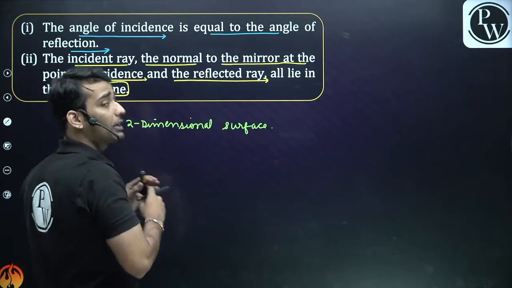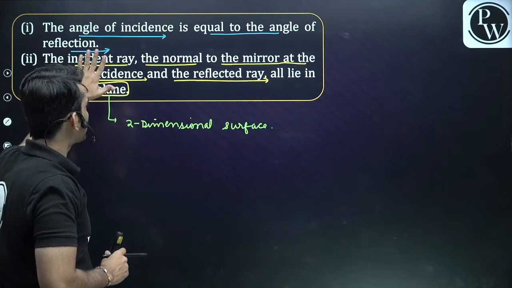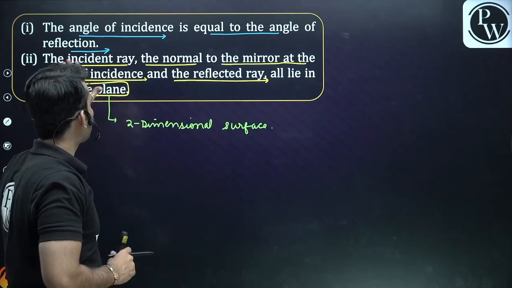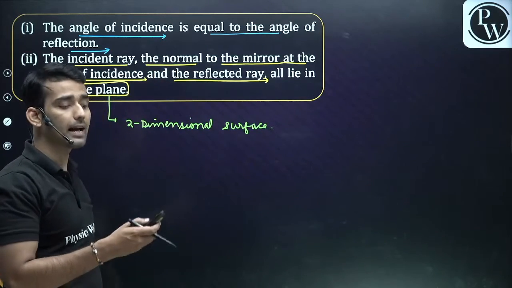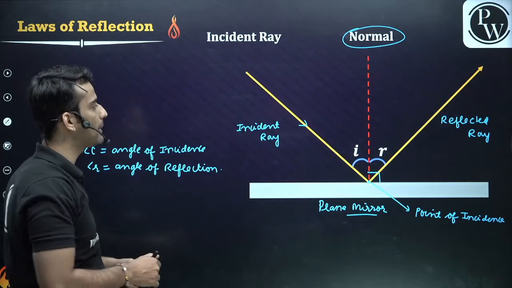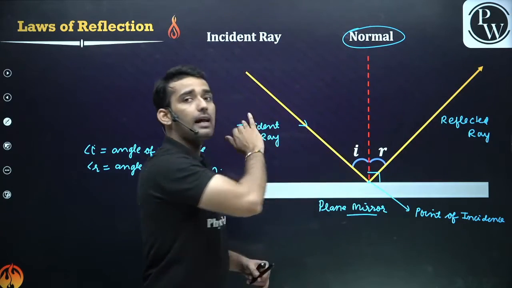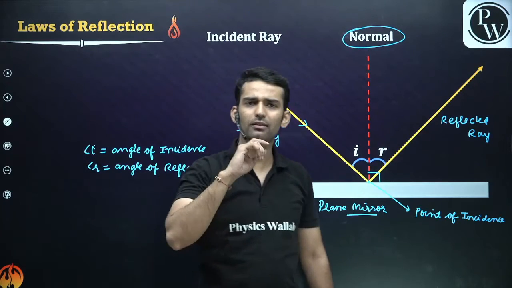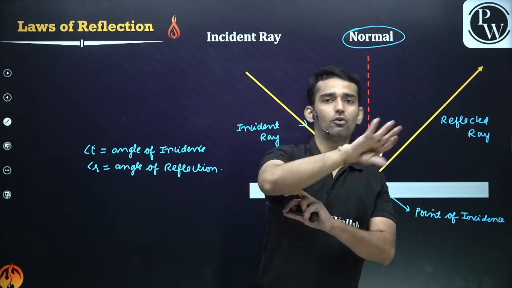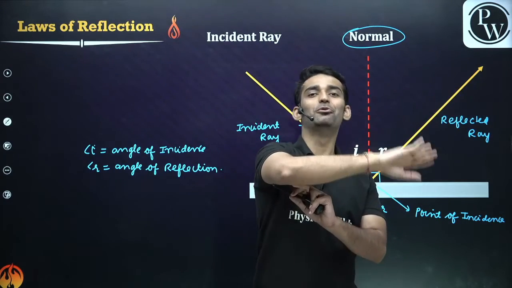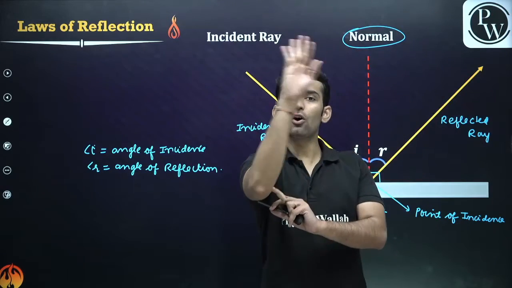So basically, what is the second law? Listen to me very, very carefully. People don't get this. The incident ray, the normal to the mirror at the point of incidence, and the reflected ray, all these three lie in the same plane. Now, what do you mean by same plane? Like I have a wiper of a car. Have you observed the wiper of a car? It moves like this. It won't move like this, na? It moves in a plane. It moves in one direction, along one surface.